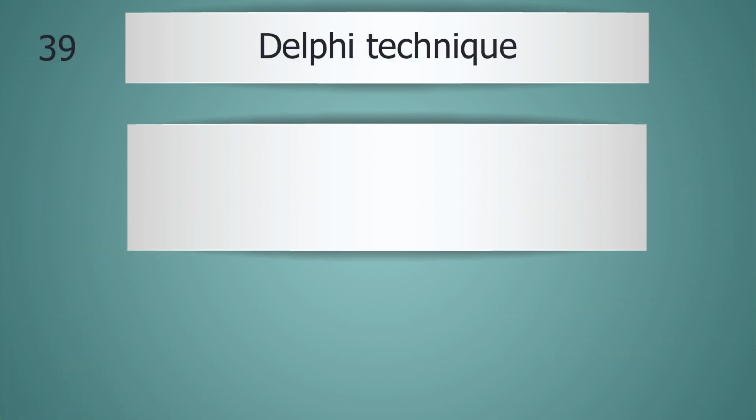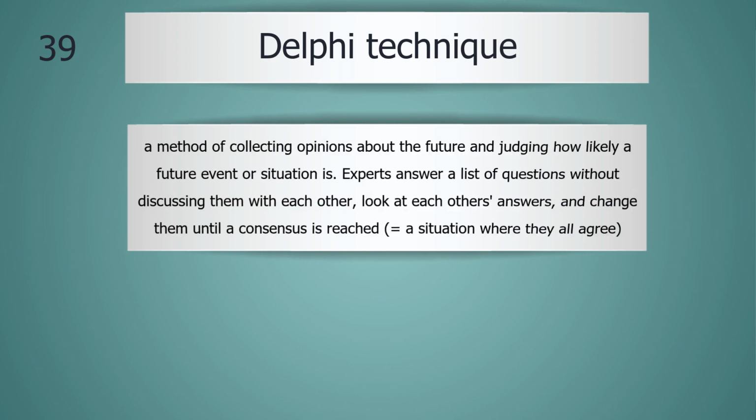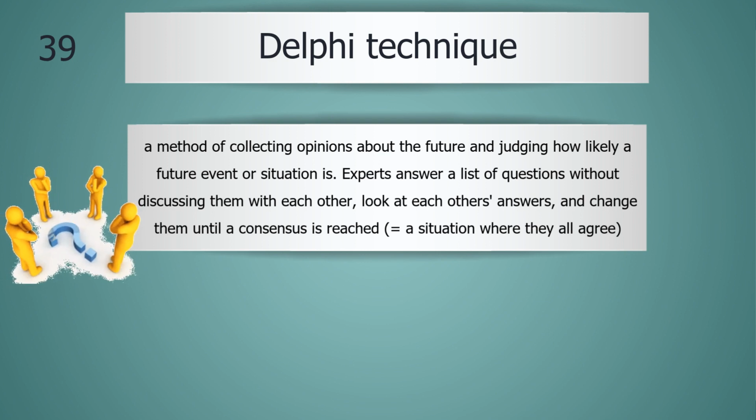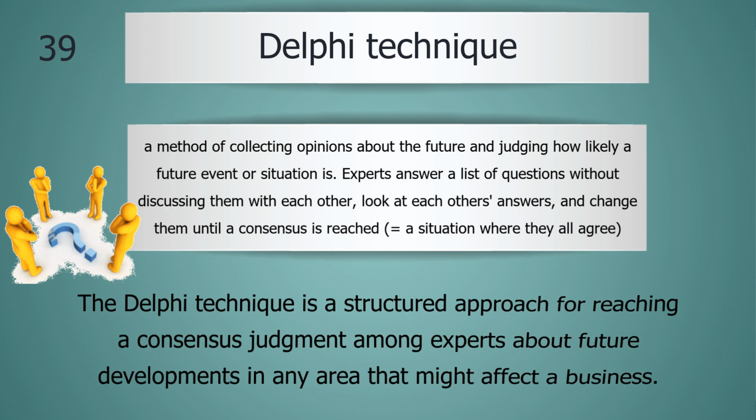Delphi technique, a method of collecting opinions about the future and judging how likely a future event or situation is. Experts answer lists of questions without discussing them with each other, look at each other's answers, and change them until a consensus is reached. The Delphi technique is a structured approach for reaching a consensus judgment among experts about future developments in any area that might affect a business.